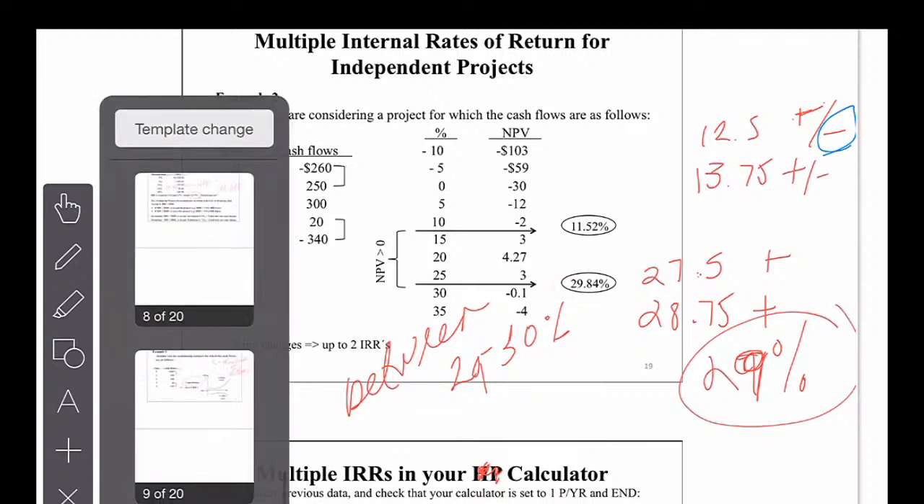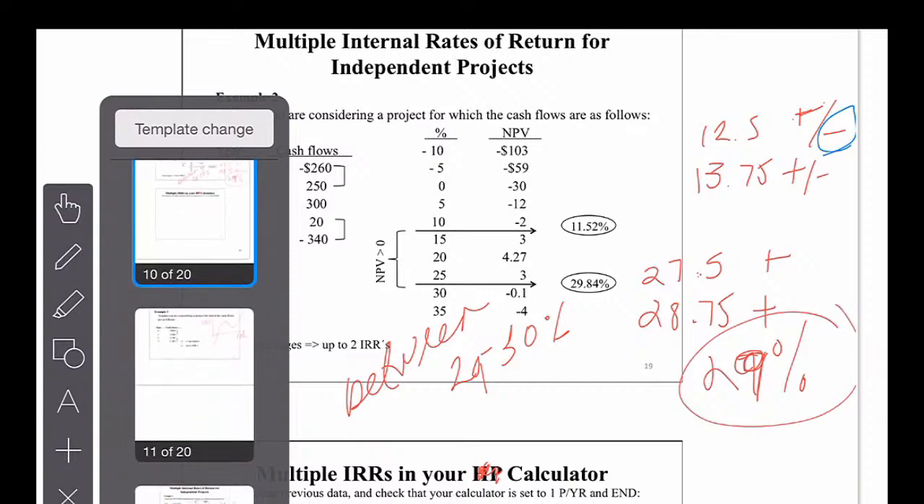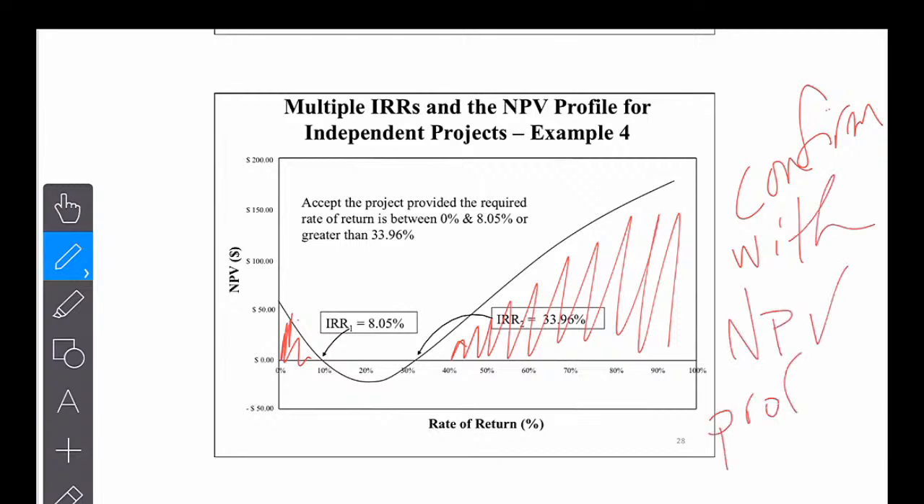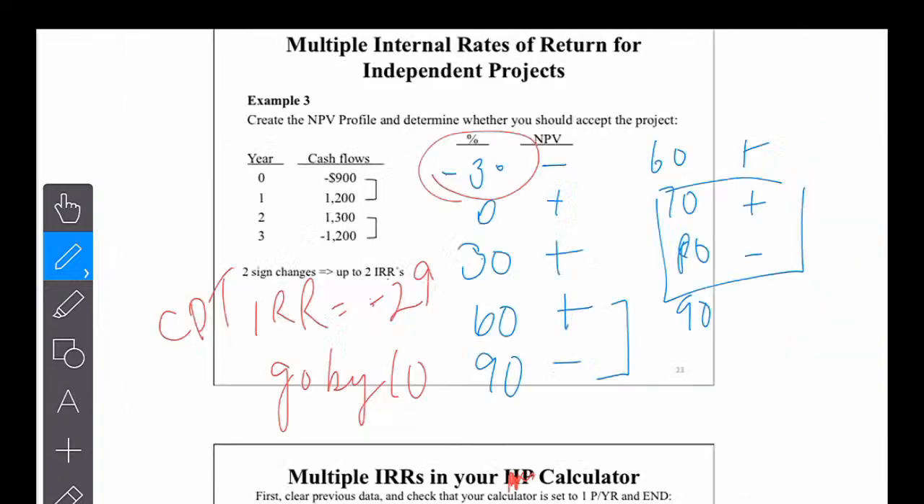Similarly for that one, it's the same thing. You make the NPV profile. That's the way you find it. Okay? So confirm with the NPV profile. You have to make it yourself. Or get an HP calculator. But then you don't get to learn the richness of these NPV profiles.